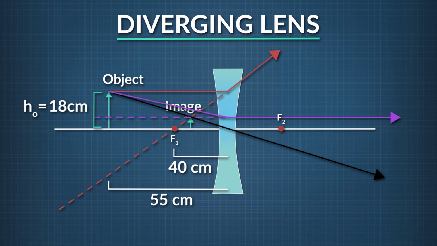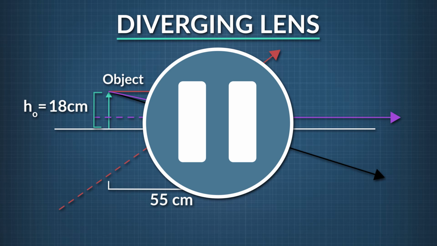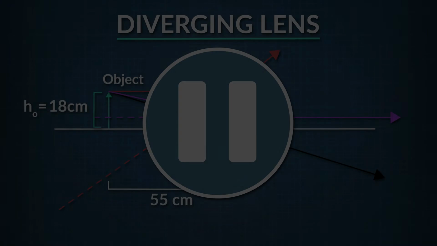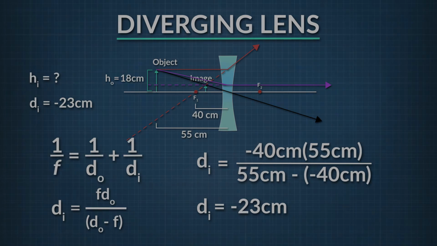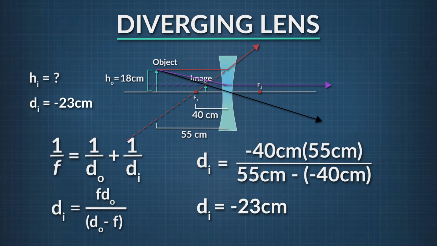Try it for yourself. Press pause, take a couple minutes to figure it out, and come back and check your work. Okay, did you find the image distance is negative 23 centimeters? If so, great work. If not, let's take a look at it together.